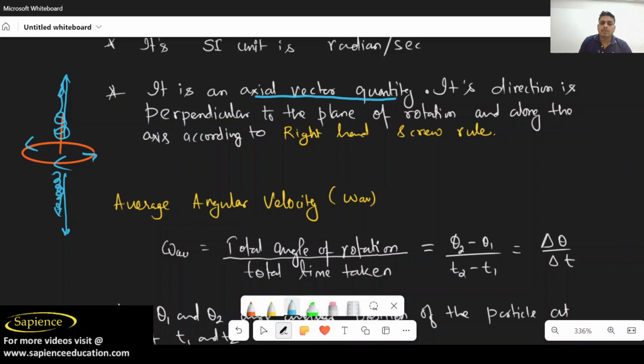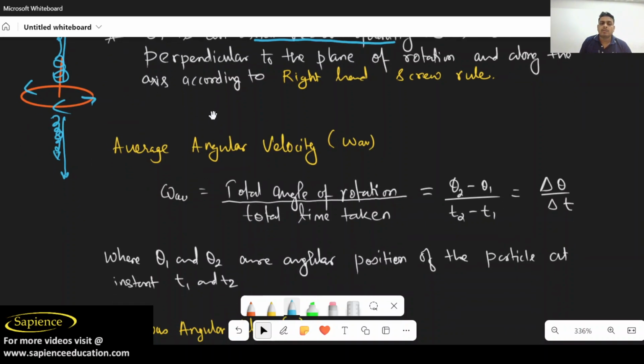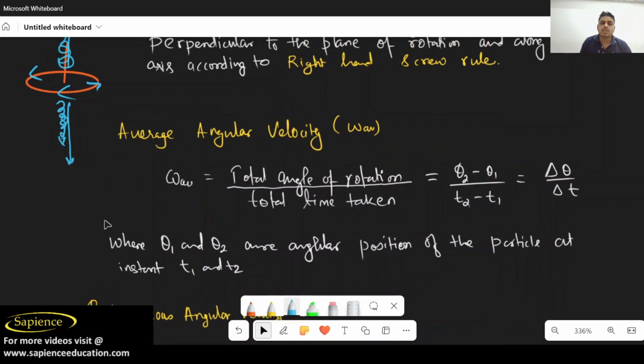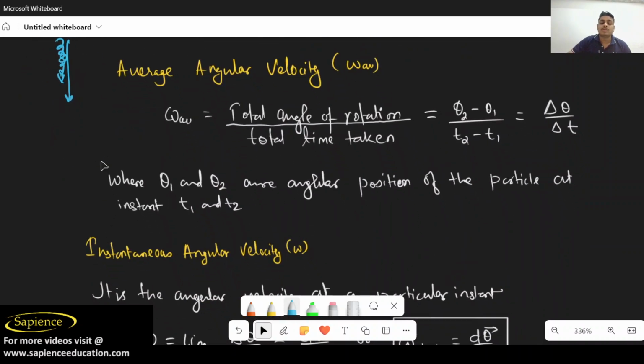Now I will talk about average angular velocity. Since you have also studied average velocity, that is simple linear, we just need to compare it with linear so that you will be able to easily understand this concept. So here, average angular velocity is what? Total angle of rotation divided by total time taken.